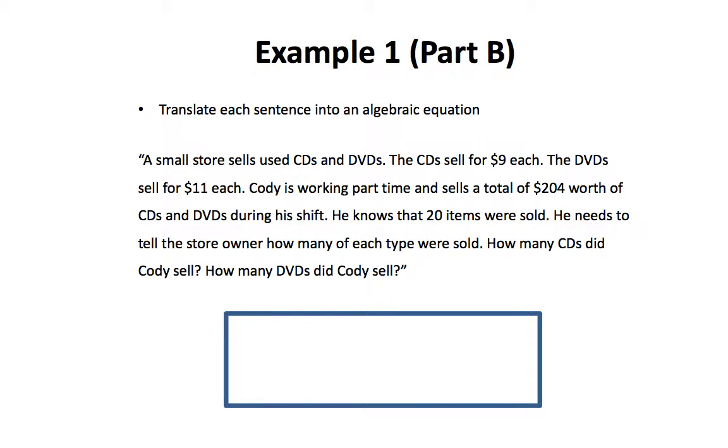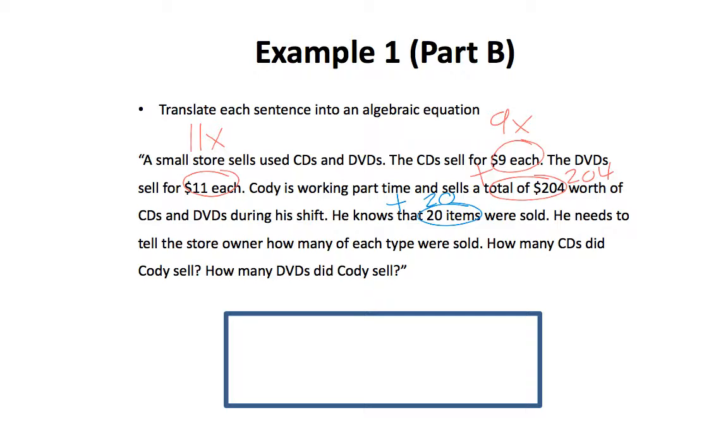Let's analyze these sentences one by one. $9 each represents a rate, $9 per CD. A rate is multiplication. DVDs sell for $11 each. Again, that is also going to be multiplication. Altogether, he sells a total of $204. Total represents sum, and sum is addition, and 204 is just the same. We also know that 20 items were sold altogether. So that again would be sum or addition, and 20 stays the same.